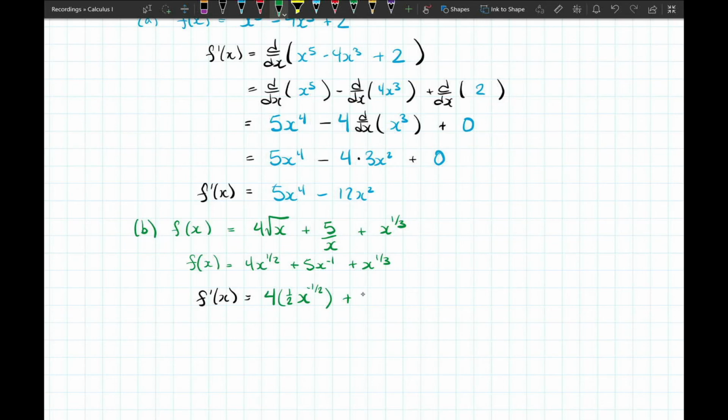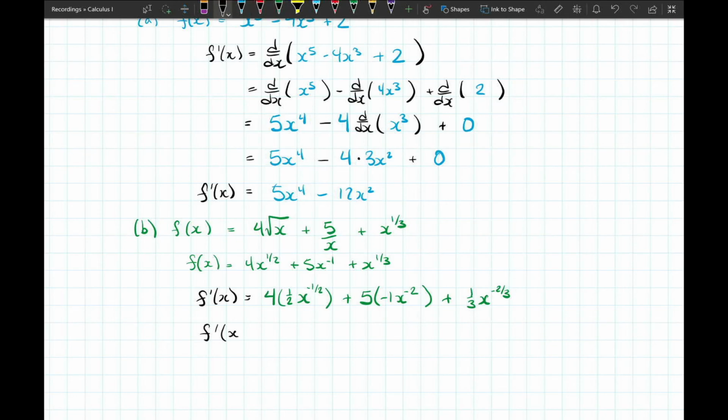5 is a constant multiple, so it will stay out front of the differentiation operator, and then we will take the derivative of x to the minus 1. Now, because we have a negative power, the negative 1 comes down in front of the x, and when we reduce the power by 1, it'll drop to negative 2. And finally, our third term has no constant multiple in front, so we just get straight to the power rule. The derivative of x to the 1/3 means we'll have 1/3 x to the minus 2/3, since the power has to drop by 1. And then we'll simplify.